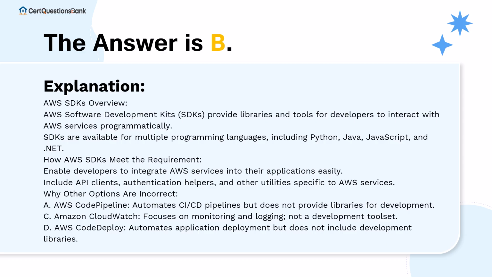AWS CodePipeline automates CD pipelines but does not provide libraries for development. C. Amazon CloudWatch focuses on monitoring and logging, not a development toolset. D. AWS CodeDeploy automates application deployment but does not include development libraries.